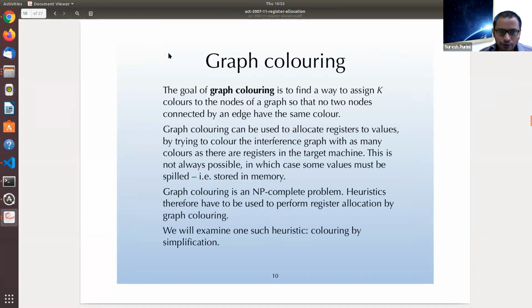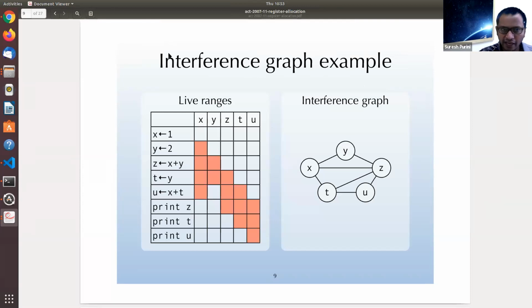And what is the idea? So once we have the interference graph, if there are k physical registers available, and we know that we can k-color this graph, then that means it is possible to assign registers to the variables in the program in such a way that there is no spill code.